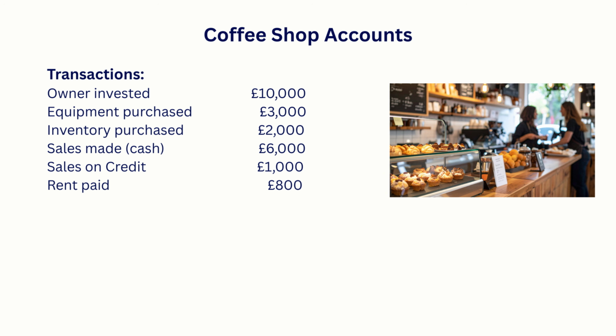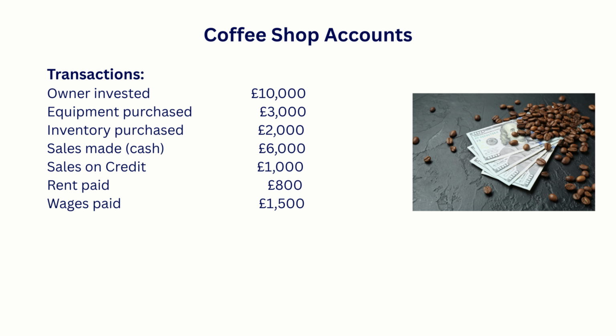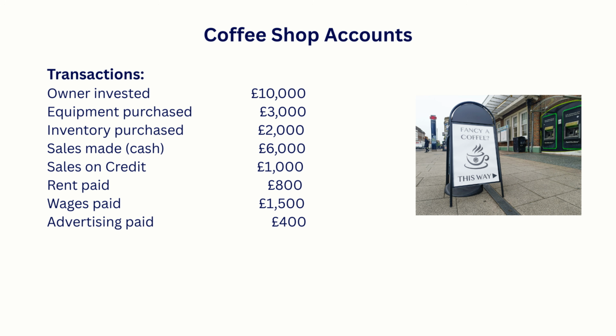Rent of £800 was paid. This is the monthly rent for the coffee shop premises. Wages of £1,500 were paid. This covers salaries for baristas or part-time staff working in the shop. Advertising of £400 was paid, for example, social media ads, flyers, or a local promotion to attract customers.